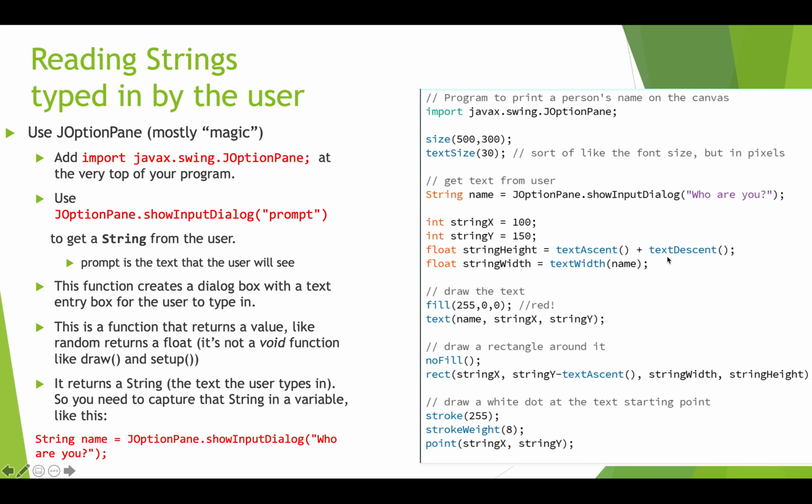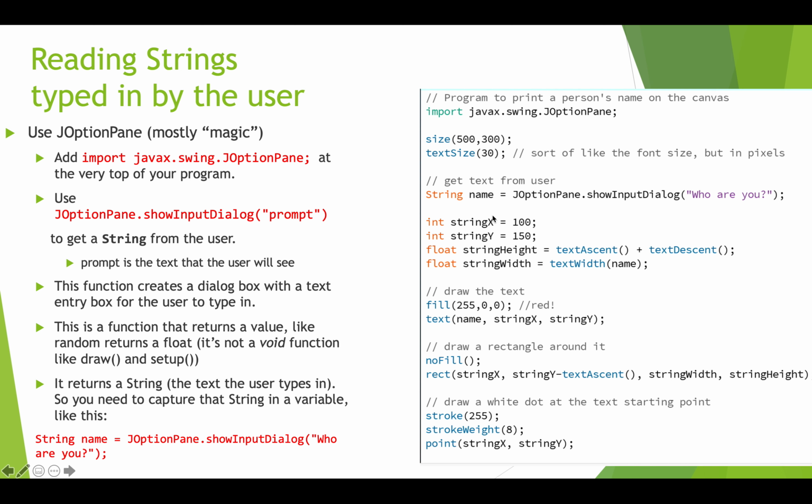Okay, so here's a program that uses this. Here's our import statement, set up our canvas, set a text size, and now we do this. We get a name from the user. So String name = JOptionPane.showInputDialog("Who are you?"). So when the Processing compiler gets down to here, it's not going to keep going. It's going to pop up a dialog box to the user, and nothing else is going to happen until the user types in some text. Once that's happened, the text the user typed in is going to be stored in name. And now we continue executing.